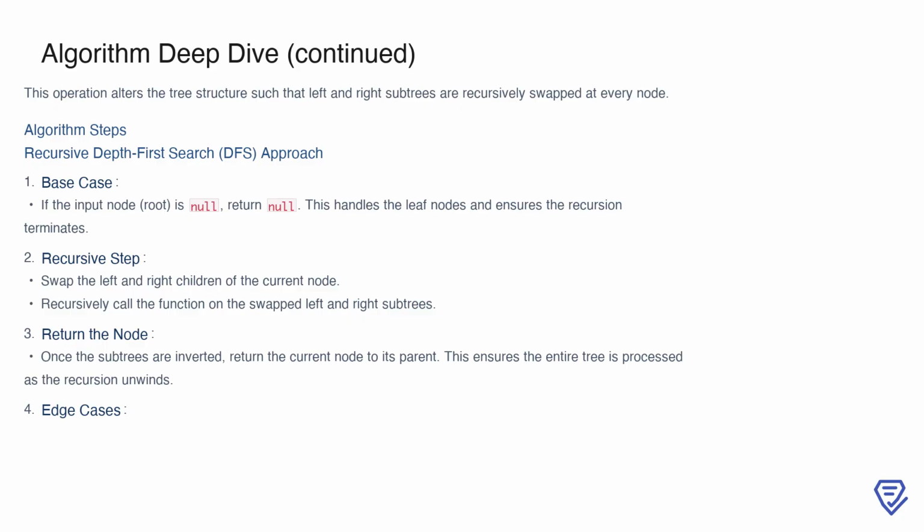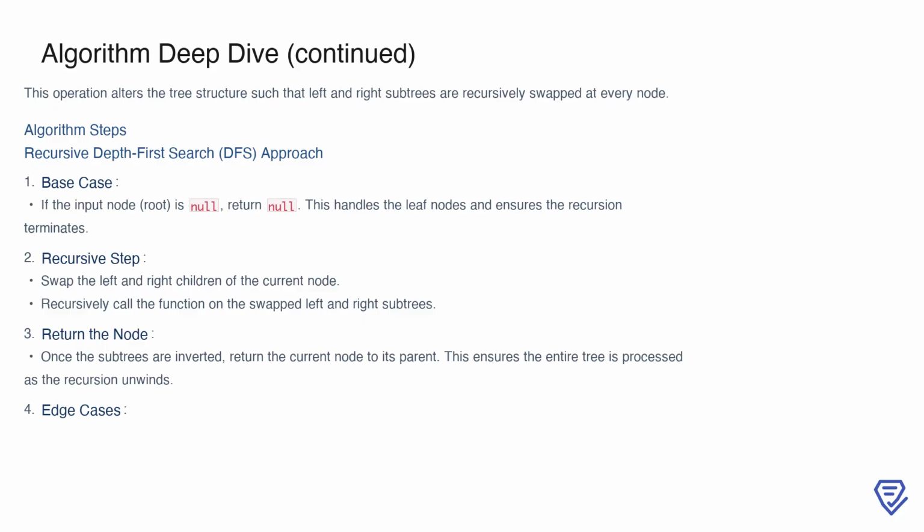Inverting a binary tree involves recursively swapping the left and right subtrees at every node. To achieve this, we use a recursive depth-first search approach. First, we define a base case. If the current node, or root, is null, we simply return null. This ensures that the recursion terminates appropriately and handles cases where the tree is empty or we reach a leaf node. Next, in the recursive step, we swap the left and right children of the current node.